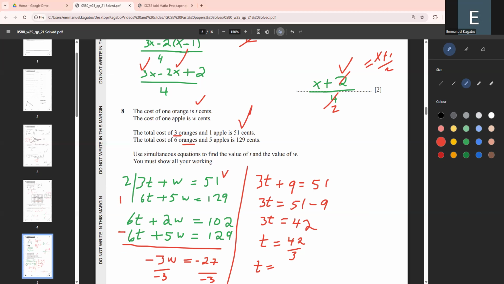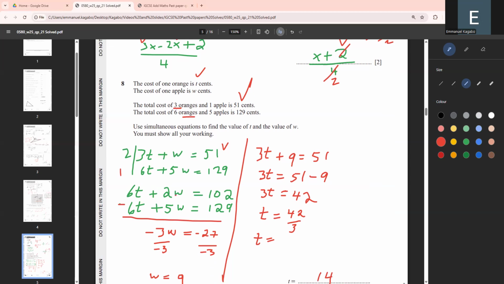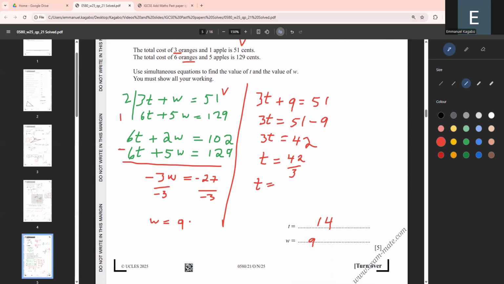Now I'm eliminating T, and they have the same signs, so I'm going to subtract. This gives me 0. 2W minus 5W will give me minus 3W. And subtracting, this gives me minus 27. Divide by minus 3 both sides, W is 9. I hope you understand it.